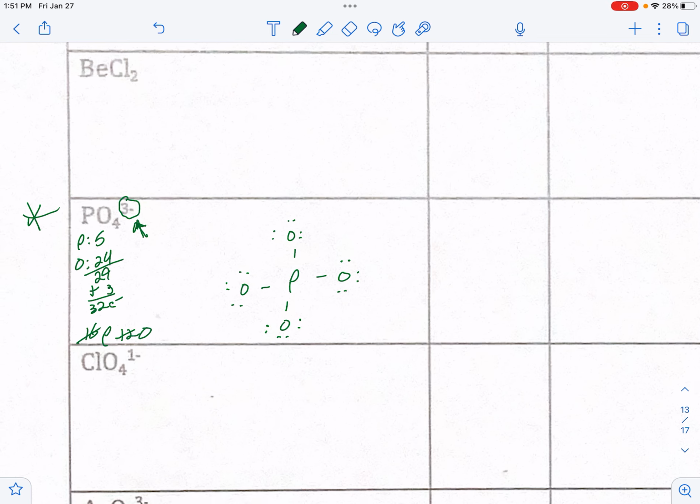So what I'm going to do is shift this around and turn that into a double bond. Okay, that means this one is done. So you just put this in a bracket and you put a -3, and that's it.